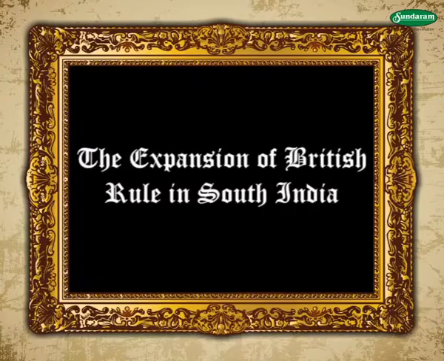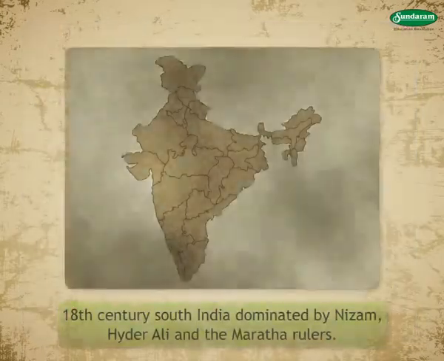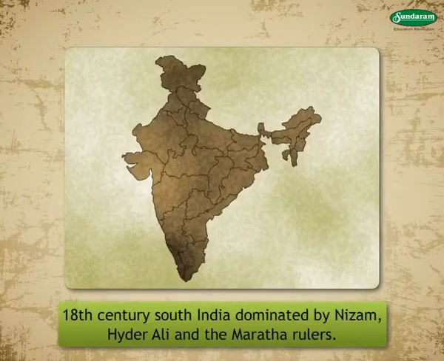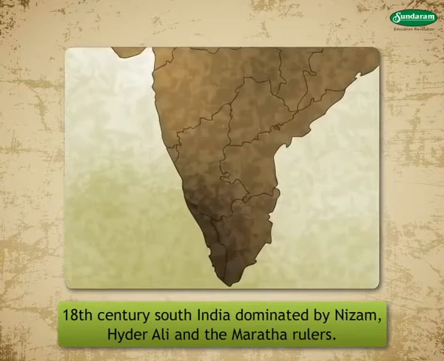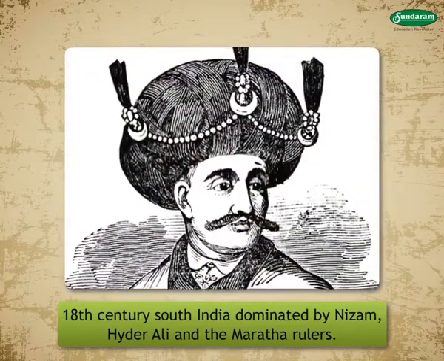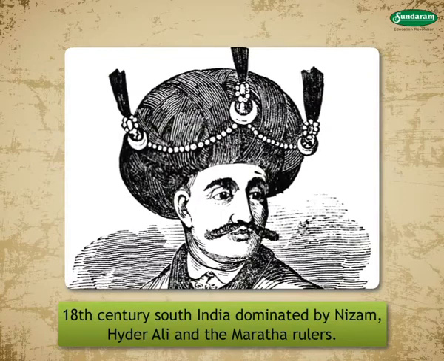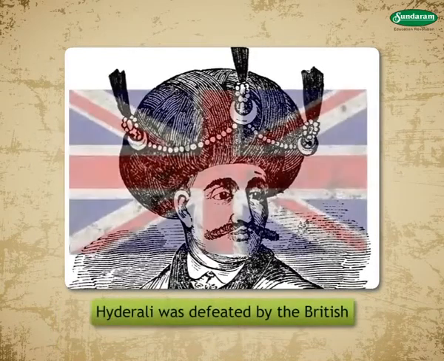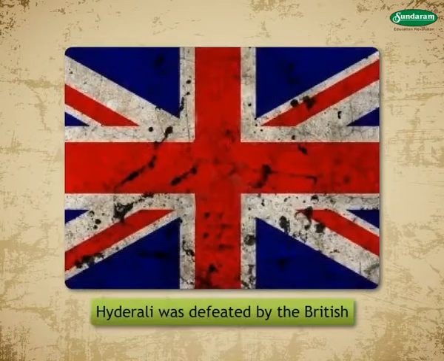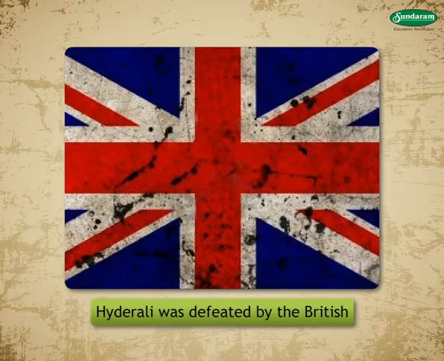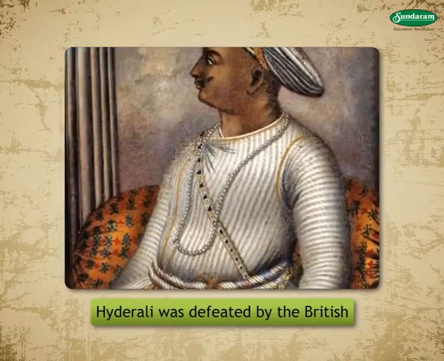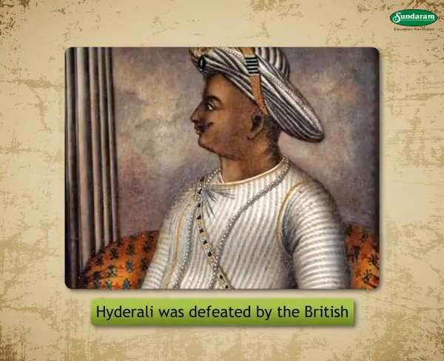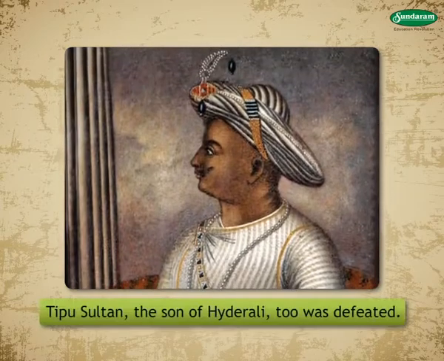The expansion of British rule in South India. In the second half of the 18th century, South India had the domination of the Nizam, Hyder Ali and the Maratha rulers. Hyder Ali was defeated by the British in collaboration with the Nizam and the Marathas. Afterwards, Tipu Sultan, the son of Hyder Ali too, was defeated.